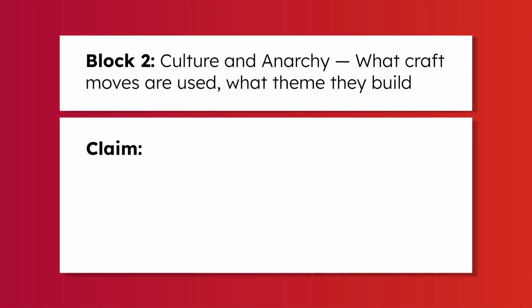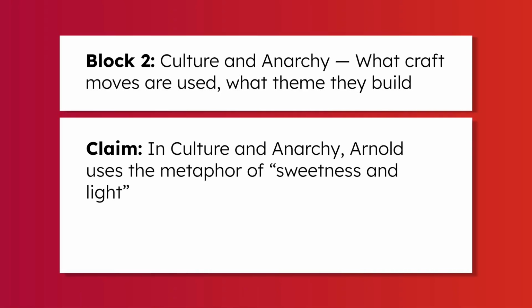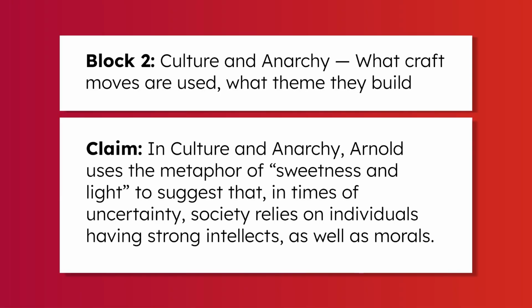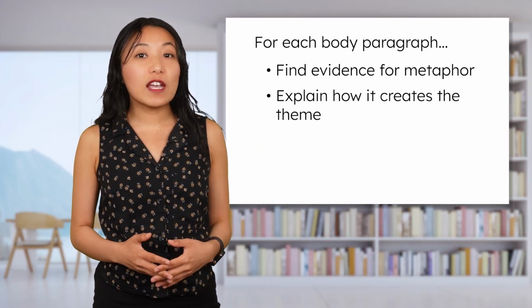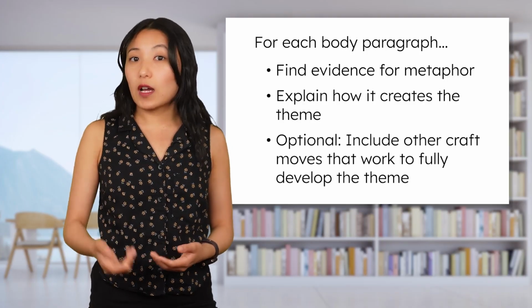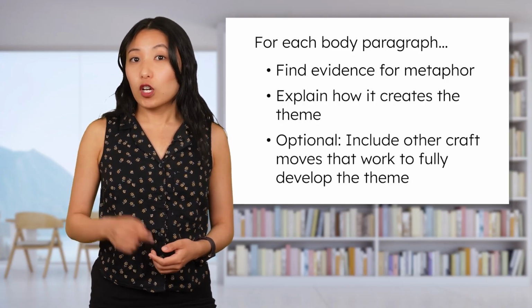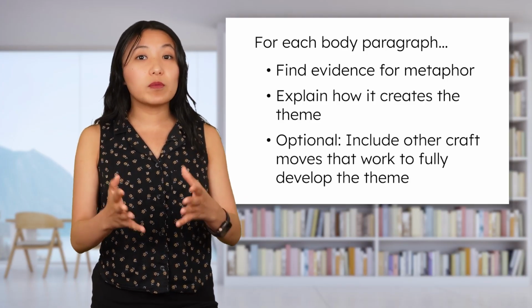For my next paragraph on Culture and Anarchy, I might want to focus on the crucial metaphor of sweetness and light that created Arnold's theme, that, in times of uncertainty, society relies on individuals having strong intellects, as well as morals. Using the same craft move sets me up for some thoughtful comparison in my third body paragraph. In each of these paragraphs, I'd find evidence for and explain how the metaphor creates the theme. I could also include how they work with other craft moves, like tone or symbolism, to fully develop the theme.